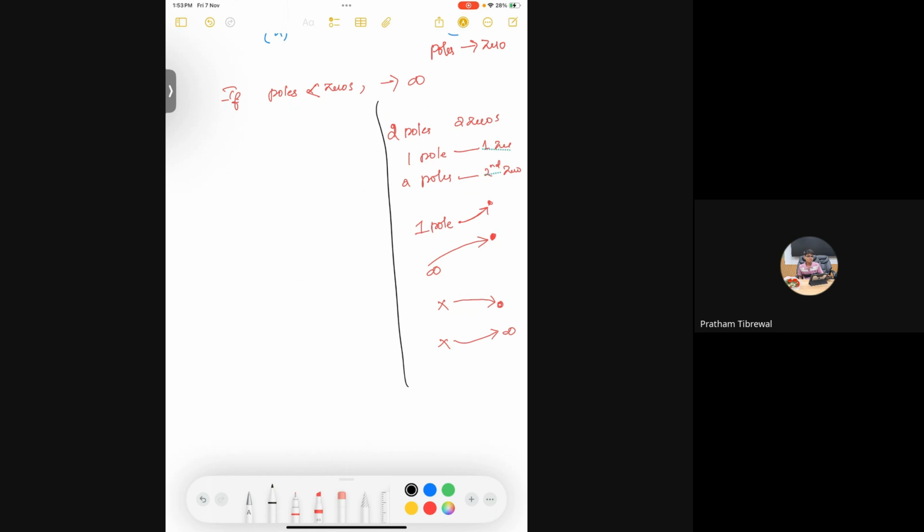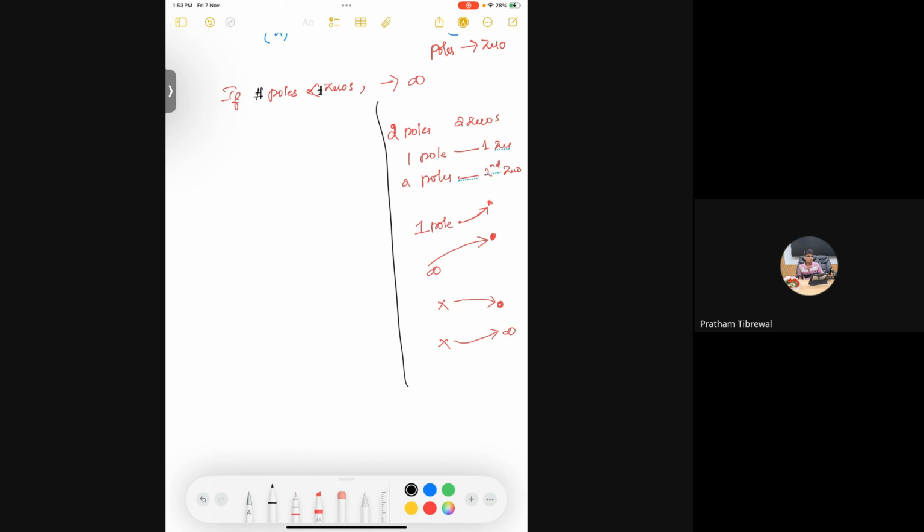So here you have written poles less than zero. That means the number of poles should be less than the number of zeros, then it will go to infinity. Not value, it's the number of poles less than the number of zeros. Okay, then what about the one above, where you have written two poles and two zeros, when both are equal?